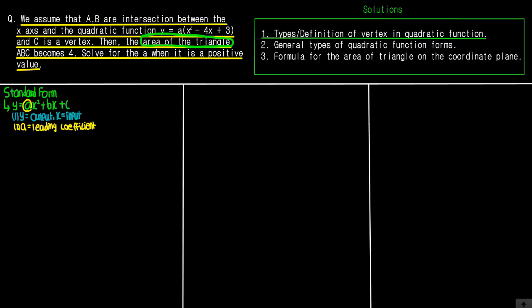Now let's think about the other variables. Secondly, let's think about B. B is exactly the same kind of concept as A, except it is just a coefficient of the first degree power x term. And lastly, let's think about C. C is going to be the y-intercept of our quadratic function.